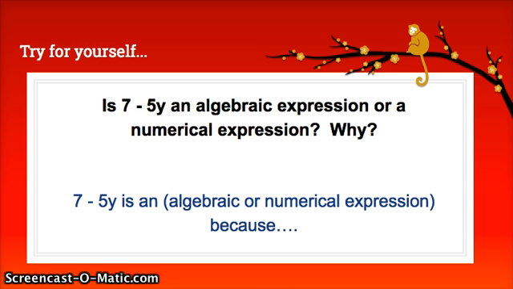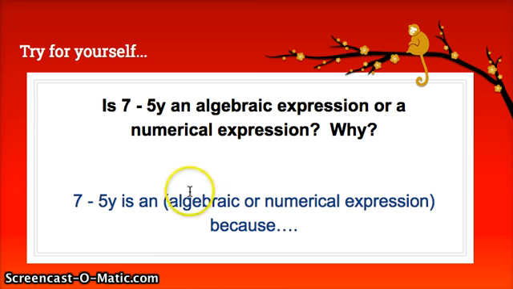So let's try some examples. You're going to think about whether each example is algebraic or numerical, and then you are going to write a sentence on your notes indicating why you think it's algebraic or numerical. Now, your reasoning behind this needs to go back to the definition.